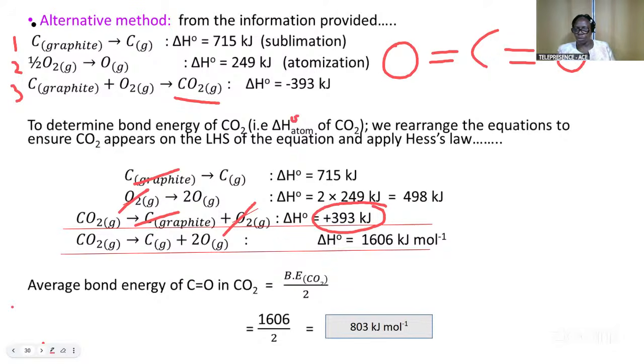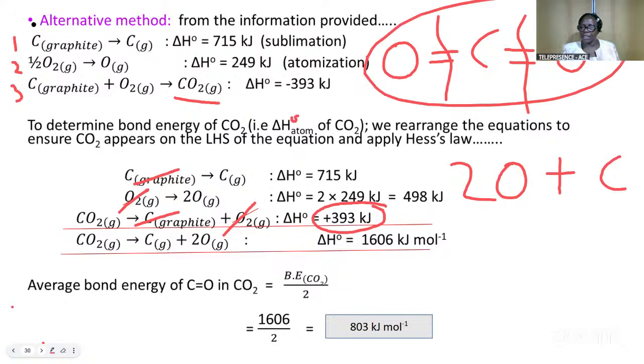Once you atomize CO2, you know that you are breaking it into its elemental composition. If you break this and break this, then you will have carbon and you will have 2 oxygen. That's what we mean. So what then is the delta H for this process? That is delta H of atomization. And so you obtain delta H of atomization of CO2 as 1606 kilojoule per mole.